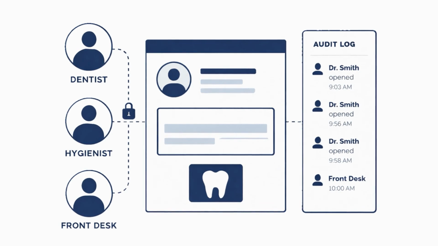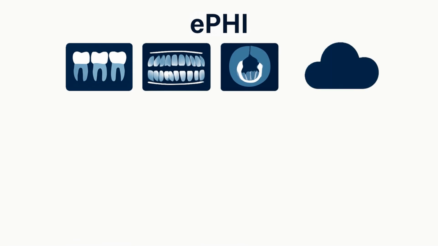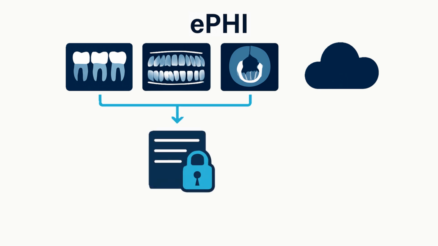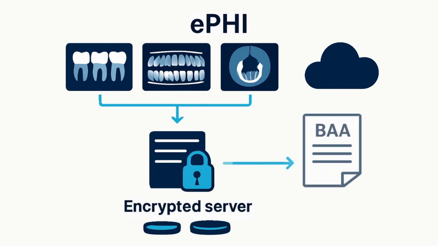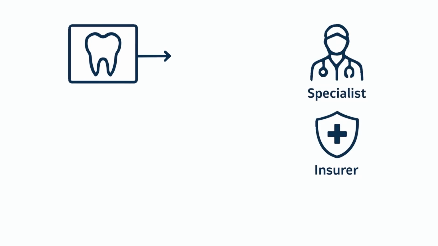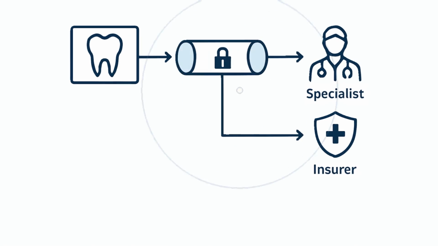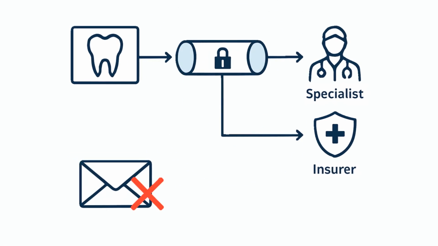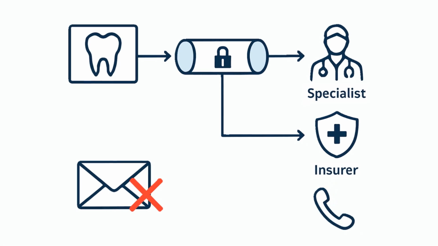Now think about imaging. A digital X-ray is not just a picture. Under HIPAA, it is Electronic Protected Health Information, or EPHI. The same goes for panoramic images, CBCT scans, and intraoral photographs. Those files should live on encrypted systems with secure backups. If a cloud imaging vendor stores them, that vendor usually needs a Business Associate Agreement, or BAA. And if images are shared with a specialist or insurer, they should be sent through secure encrypted channels, not ordinary email.